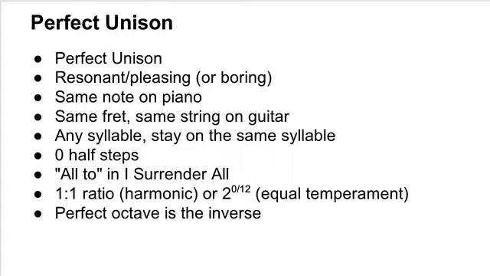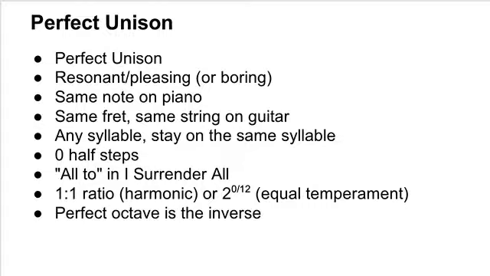The first one we'll talk about is very easy. It's a perfect unison. It's basically the same note. So if you don't change notes, then the 2 notes in a row are considered to be a perfect unison. Or if 2 people are singing the same note at the same time, it's a perfect unison. That sound is resonant or pleasing or maybe boring. You don't get any indication of what kind of a key it is or anything like that by just listening to it. It's the same note on a piano, or if you play the same fret and same string on a guitar.